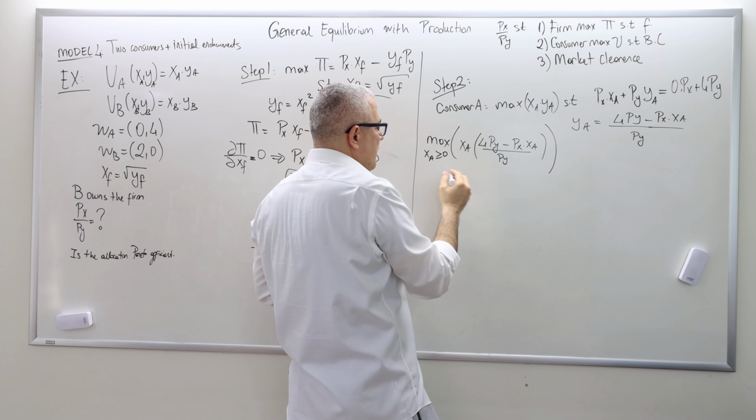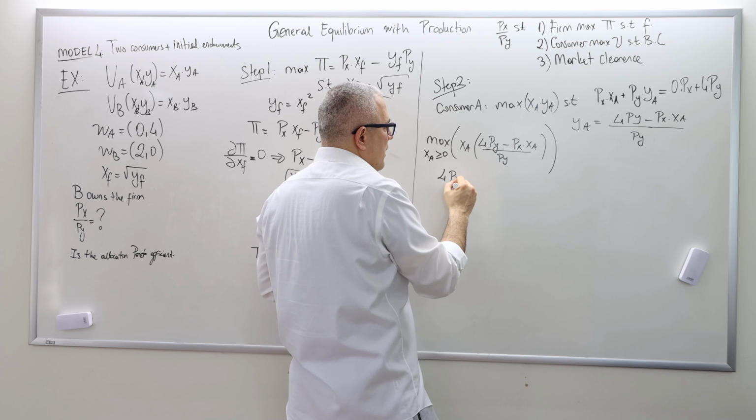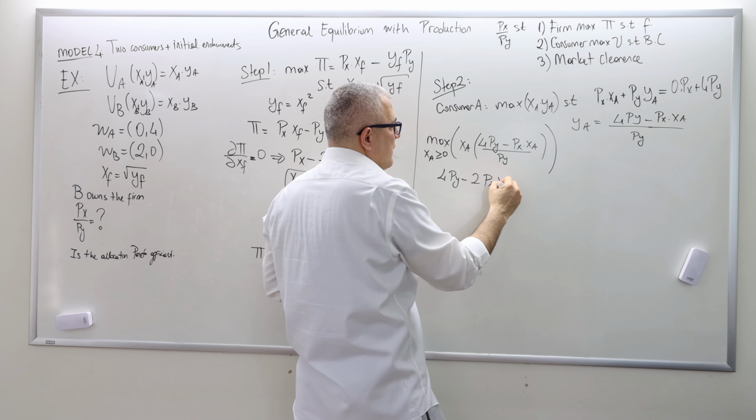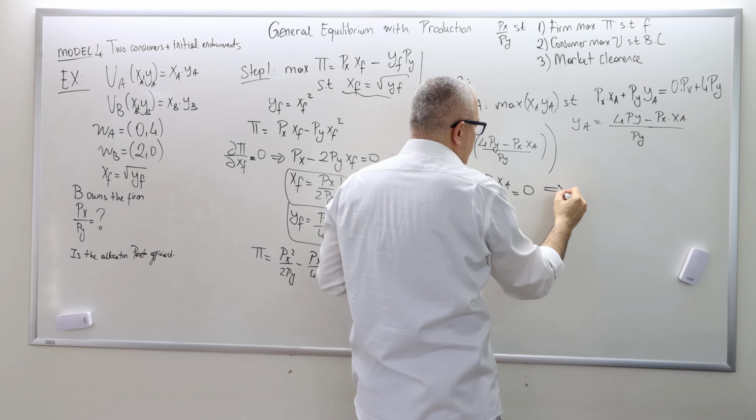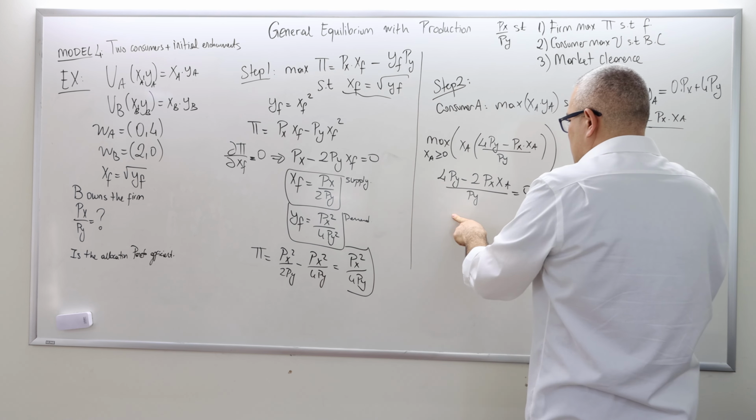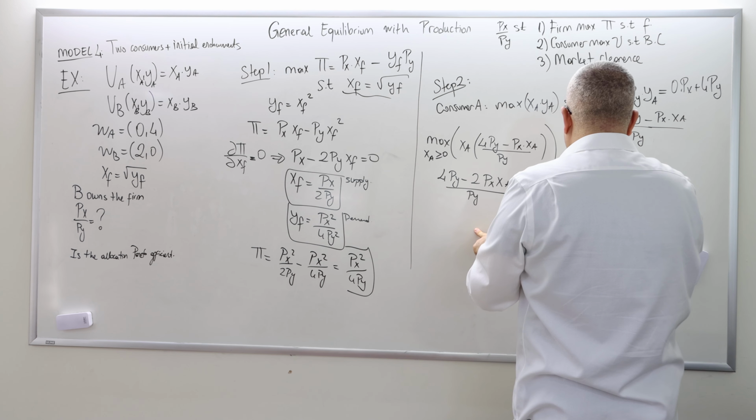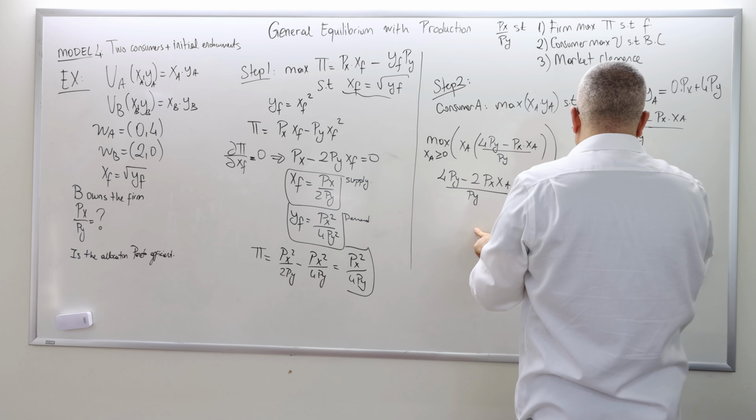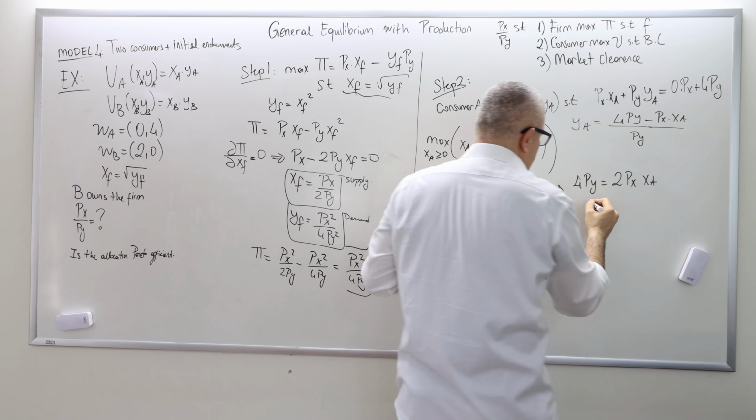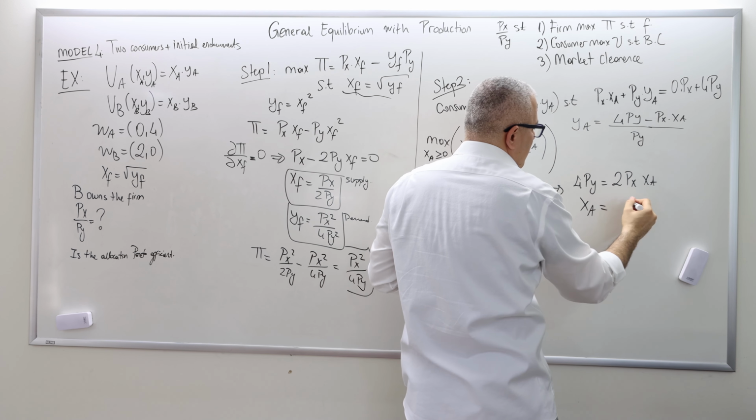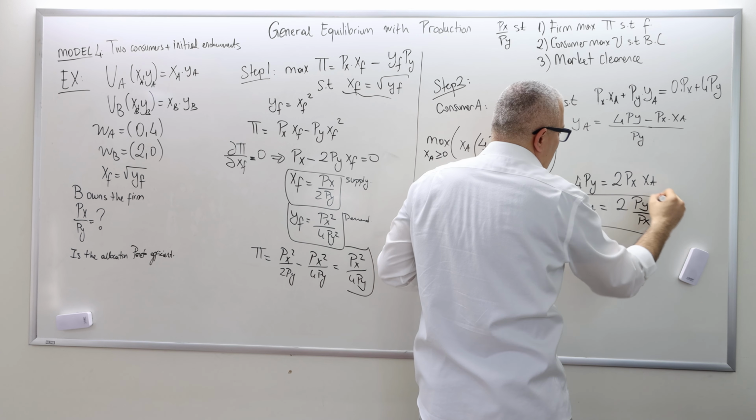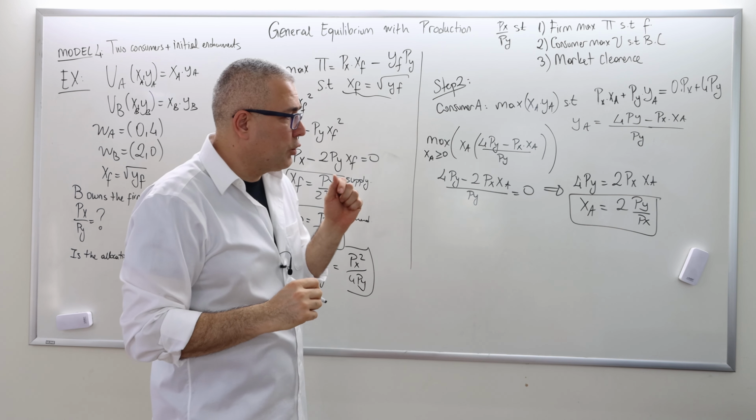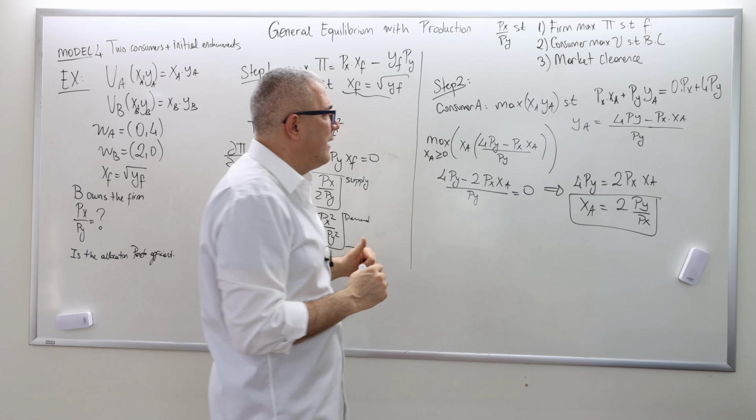You take the derivative. So it's 4PY minus 2PX XA divided by PY equals 0. So if you solve this, you are going to get 4PY equals 2PX XA, and hence XA equals 2PY divided by PX. All right, so this is how much good X consumer A will demand.